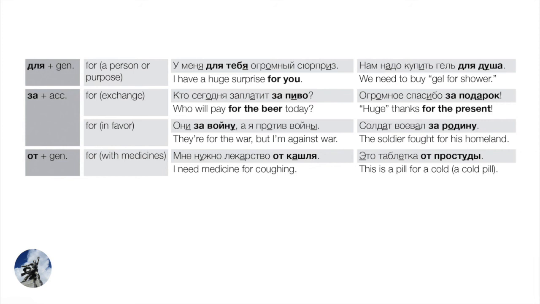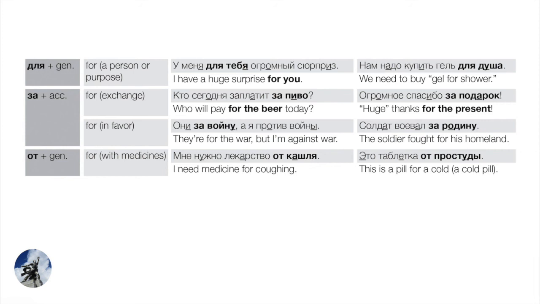In Russian, the idea is something like it treats you away from something. I guess that's one way to think about it literally. Мне нужно лекарство от кашля. I need a medicine away from coughing, right? I need a medicine for coughing.